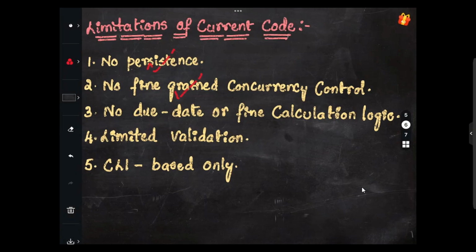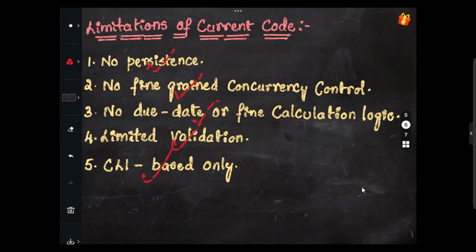The third one is no due date or fine calculation logic. We are not going with the due date or the fine calculation logic, right? We have kept it simple as per the criteria. The fourth one is limited validation, right? Duplicate titles are allowed here. And the fifth one, the final one, is that it's CLI based only, right? So no web interface or UI, I'm speaking of the GUI, graphical user interface. So this is fine, I believe.